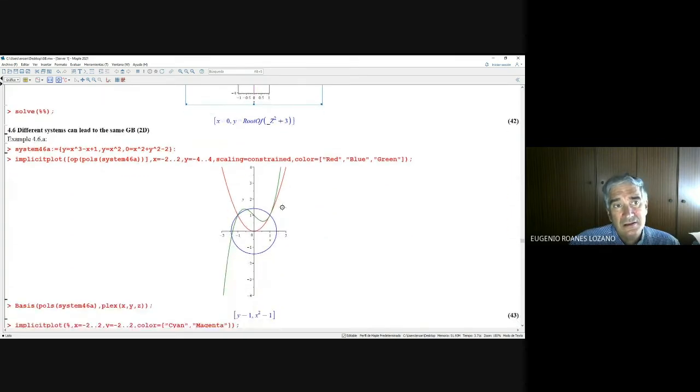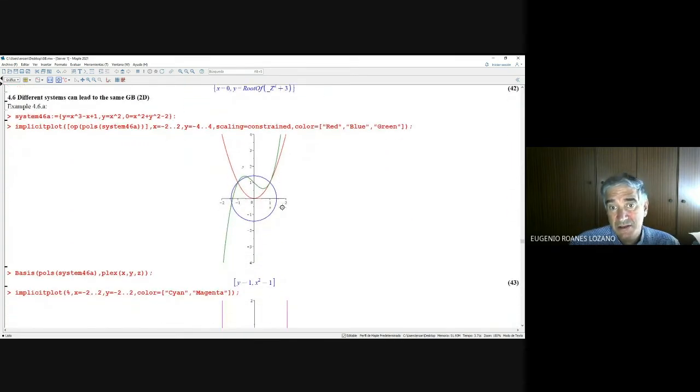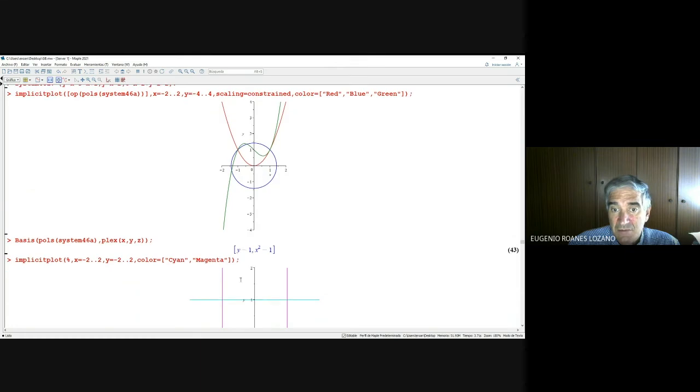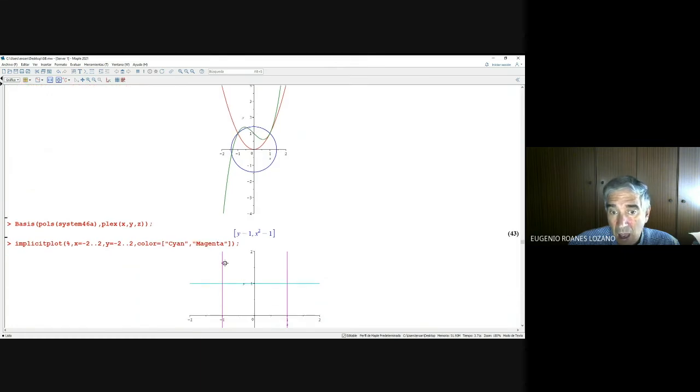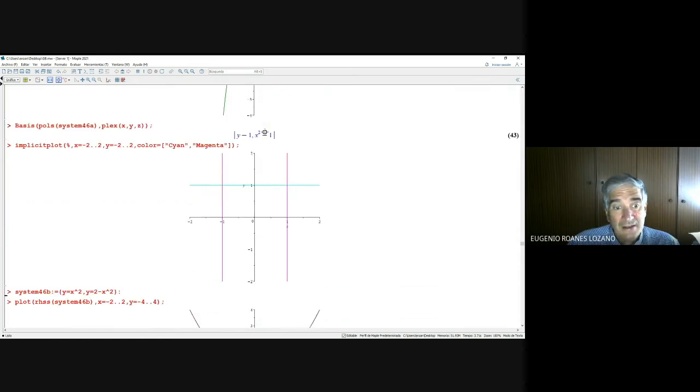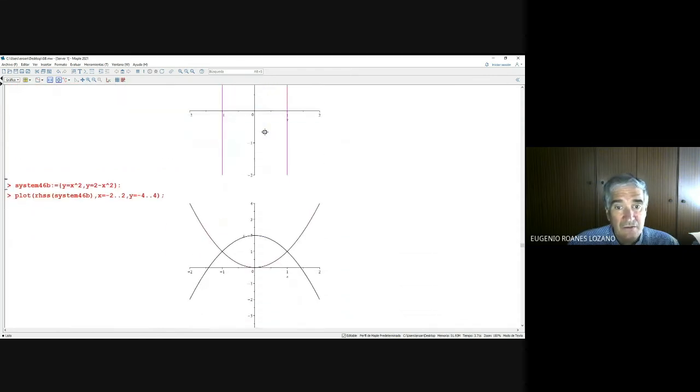Well, different systems can lead to the same Gröbner basis. For instance, if we consider the intersection of this circle, this cubic, and this parabola, we obtain as description a couple of vertical lines intersecting a horizontal line, because there are two intersection points. But that can be described in other ways. For instance, at the intersection of these two parabolae.